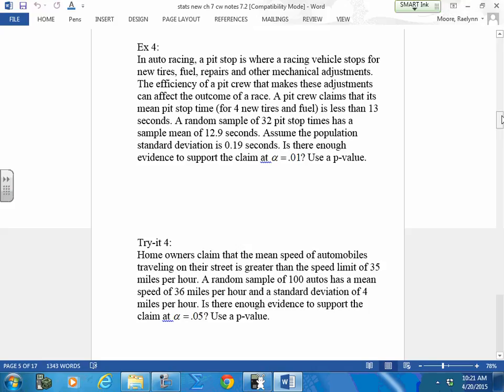All right. Example 4. We're pulling this whole thing together, guys. Watch. In auto racing, a pit stop is where a racing vehicle stops for new tires, for fuel, for repairs, for other mechanical adjustments. The efficiency of a pit crew that makes these adjustments can affect the outcome of the race. A pit crew claims, here's your claim, that its mean pit stop time to do 4 tires and fuel is less than 13 seconds. So let's start right here.